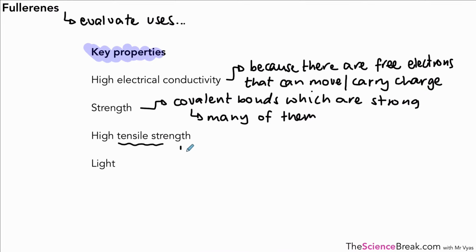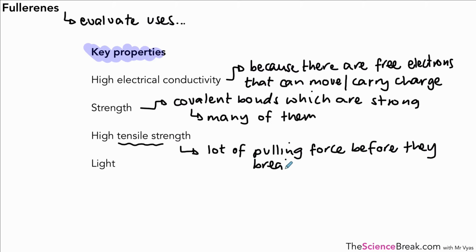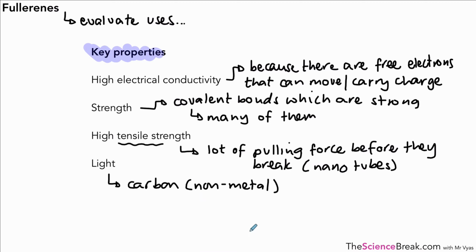We have something called high tensile strength. Now this is the fact that it takes a lot of pulling force before you can actually break them. It's not about stretching, it's about the force that's needed to actually break it when you pull it. And then we have the fact that they are very light and they're made of carbon, and carbon is a non-metal. Okay, so these are key features and reasons for those features that might help you to evaluate the use of fullerenes in an unfamiliar situation.